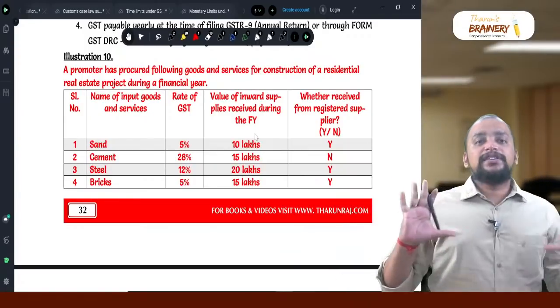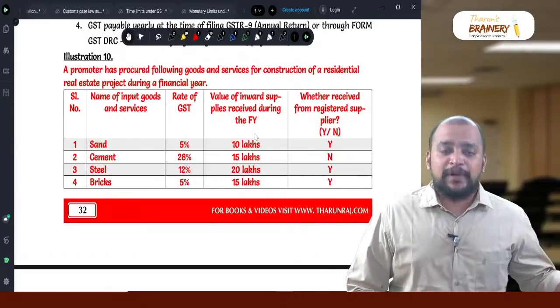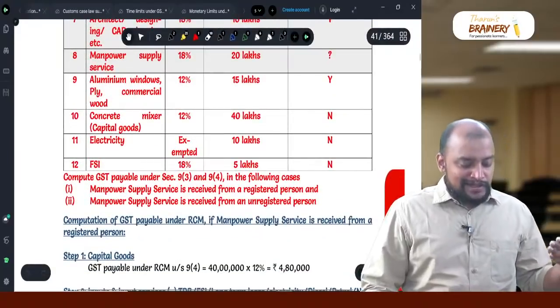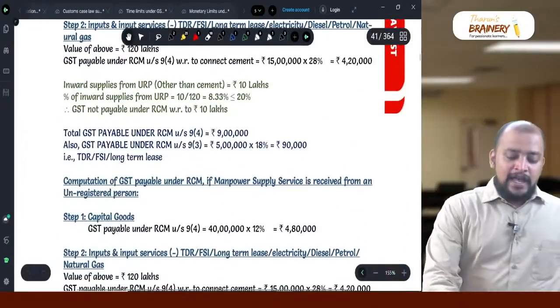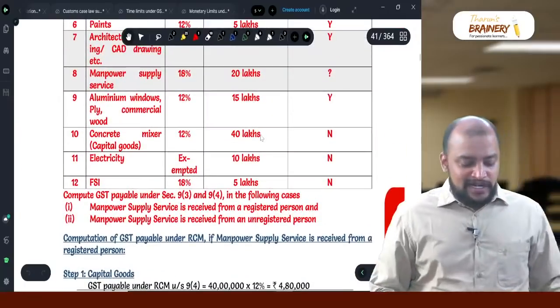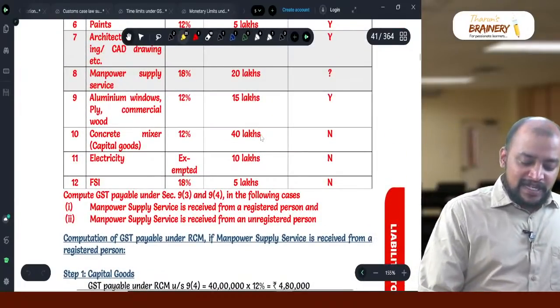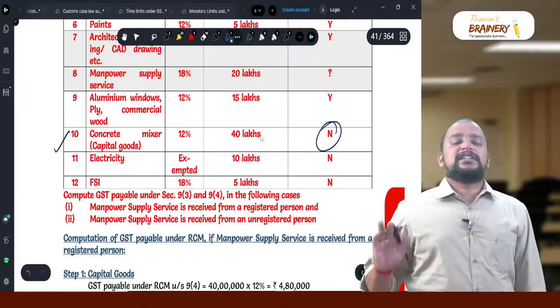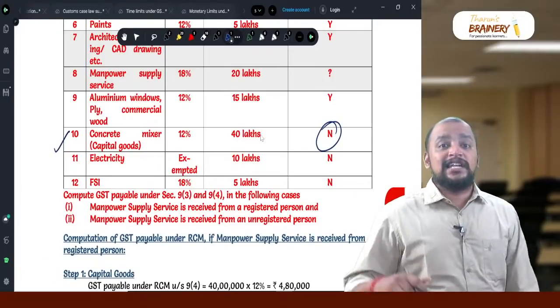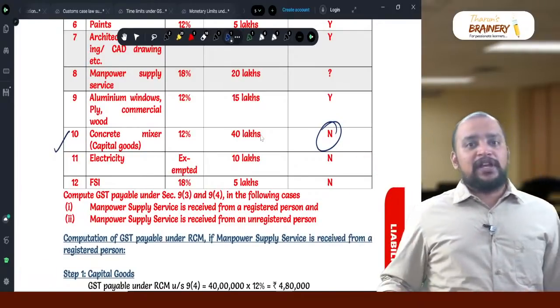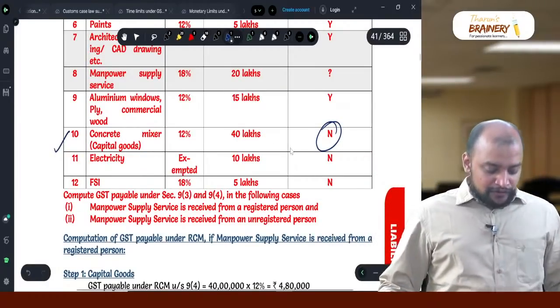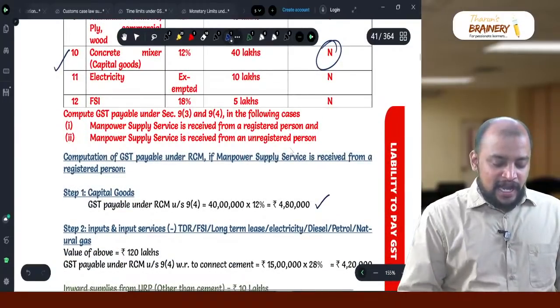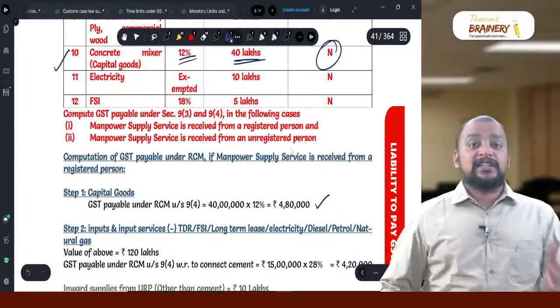And here what is it that we first need to do? First we need to take the capital goods. In this list, whether capital goods is there or not. Yes, capital goods is there, and that capital goods is purchased from a registered person or unregistered person? Purchased from an unregistered person. So whenever capital goods are purchased from an unregistered person, we need to pay GST under RCM at the rate applicable to that capital goods in 9 subsection 4. So therefore here first we need to pay GST on capital goods 40 lakhs into 12%. That is the first step.